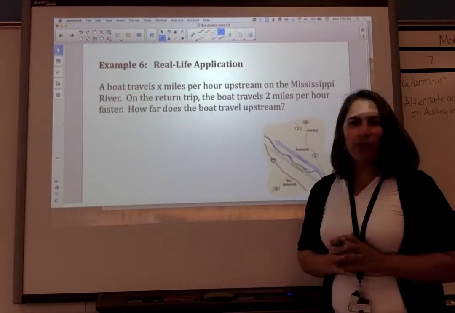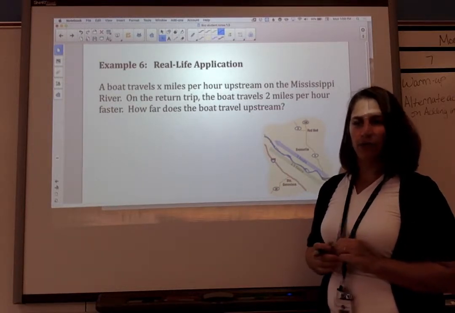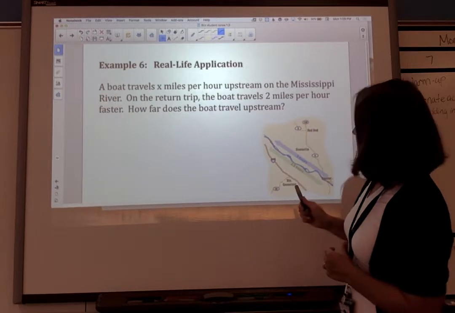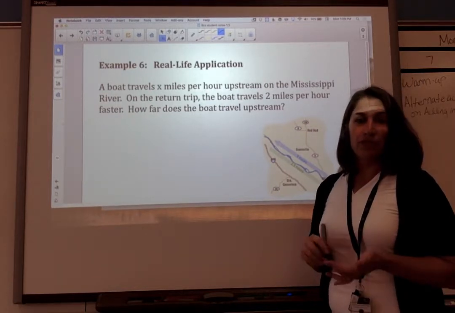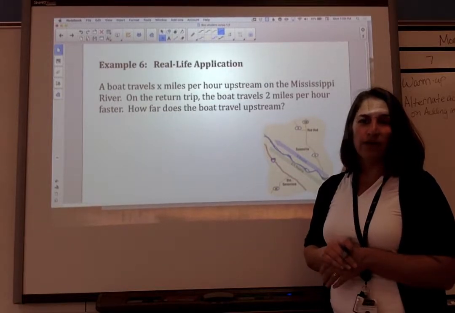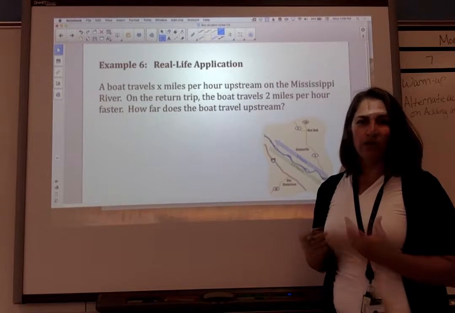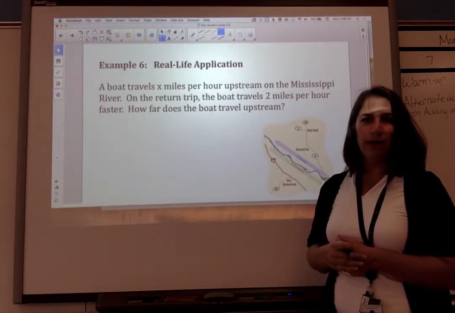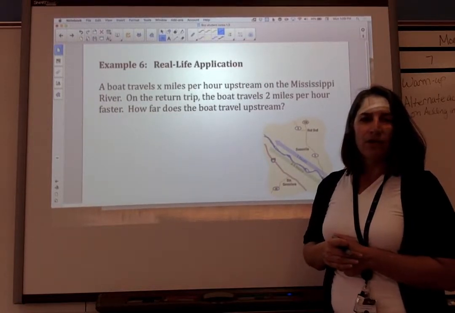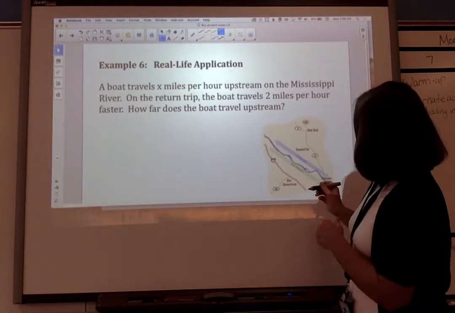All right, one more real-life application. Here we have this boat that travels x miles per hour upstream on the Mississippi River. On the return trip, it's going to go a little faster. It's going to go 2 miles per hour faster. How far does the boat travel upstream? So we're solving for x, which is how many... No, we're not solving for x. We're solving for how far it travels, so the distance here.